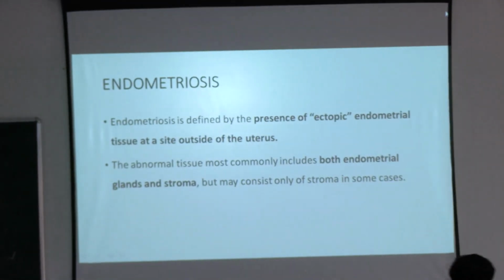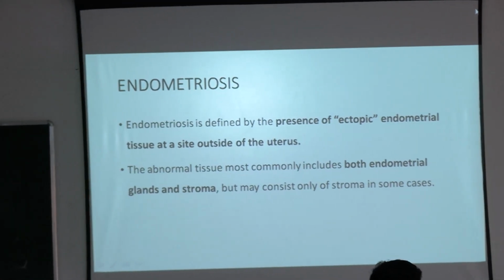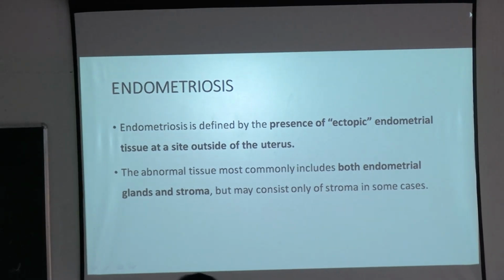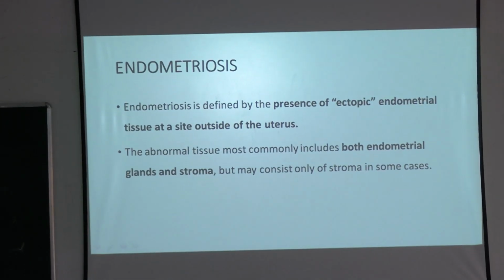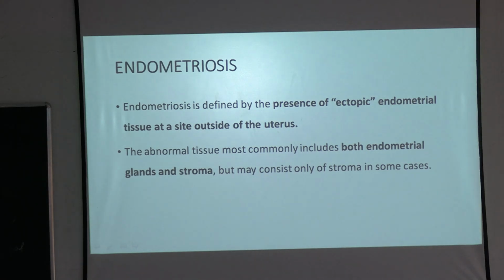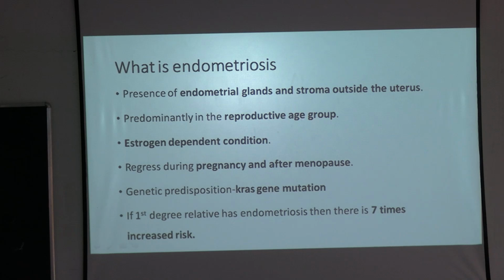So, what is endometriosis? Endometriosis হলো যখন presence of ectopic endometrial glands and stroma outside the uterus. Uterus থাকলে normal, but outside the uterus থাকলে পরে ওটা abnormal. যখন endometrial glands and stroma outside the uterus থাকবে সেটা abnormal, তাকে বলা হয় endometriosis.